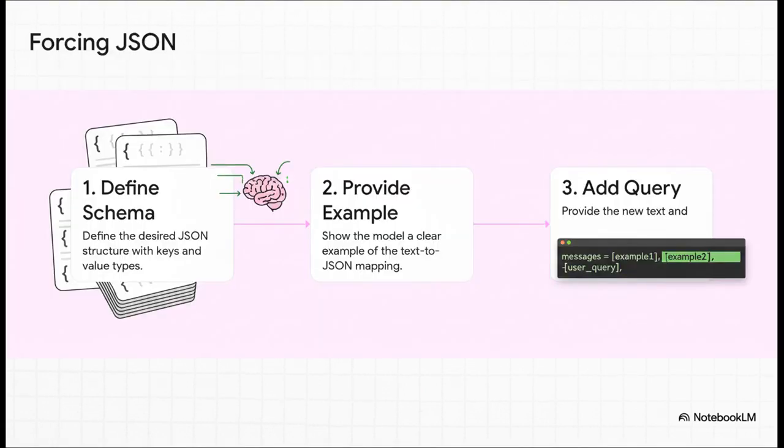The process here is super methodical. It follows 3 really clear steps. First, as the engineer, you define the exact JSON structure you need. Second, you demonstrate that structure with at least one complete example right in the prompt. And then finally, you provide your new text and ask the model to apply that pattern.